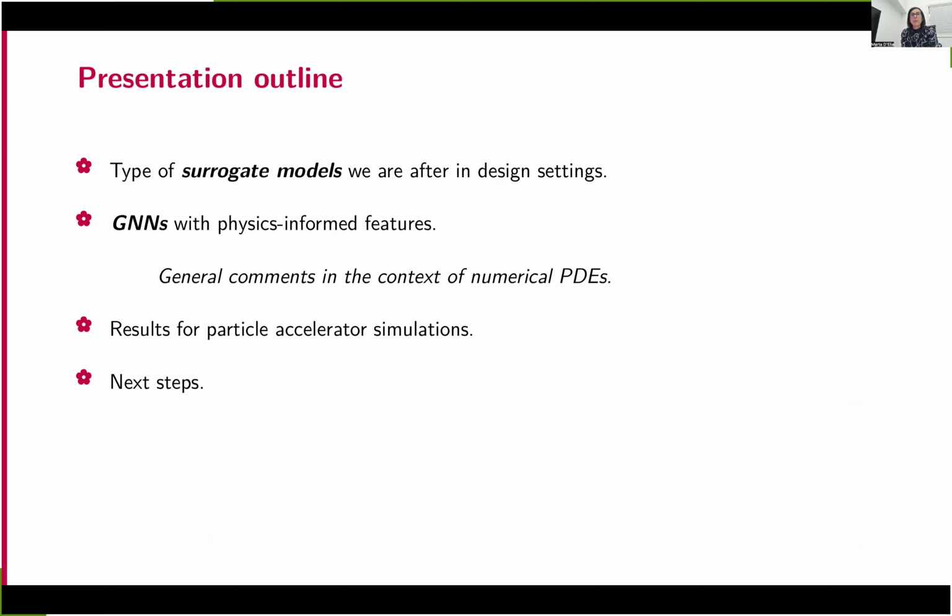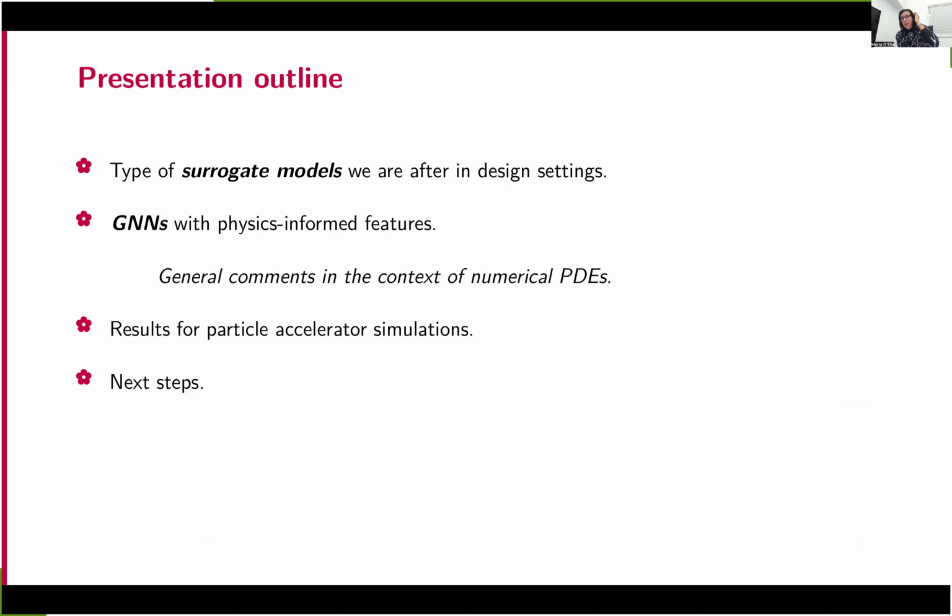Before jumping into the specific application that I want to talk about today, I'm going to give a few thoughts, let's say, on the use of graph neural networks in the context of numerical PDEs, and these are just comments that come from having used these networks during the last few years in industrial applications. And then I will move to particle accelerators, and I will show our preliminary results. This is very much an ongoing work. We didn't start this work a long time ago, so I welcome all possible feedback here.